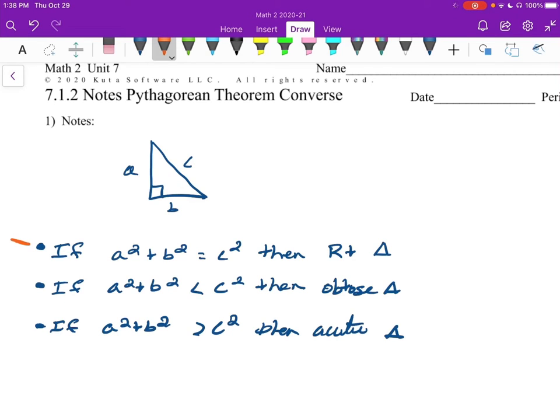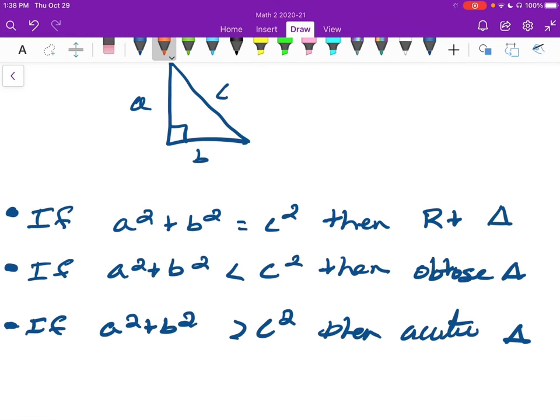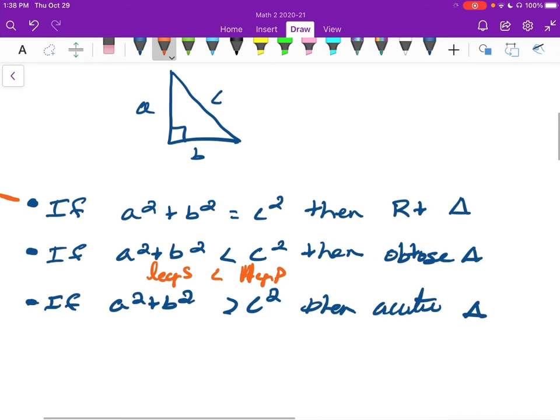Our next statement, if a squared plus b squared is less than c squared, and one way that I like to remember this is the legs less than the hypotenuse. If the legs are less than the hypotenuse, then it is an obtuse triangle, right? What I like to do is make a right triangle with my hands, and then think about, well, if it was obtuse, then the hypotenuse would have to be longer. I don't know, I'll show you guys in class.